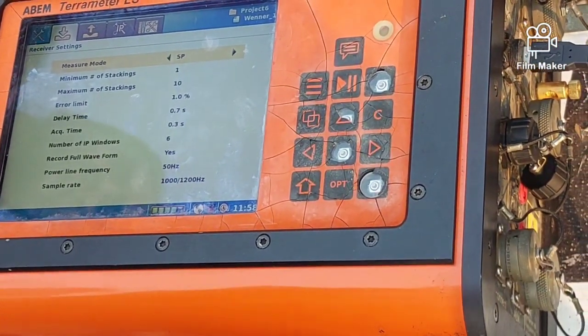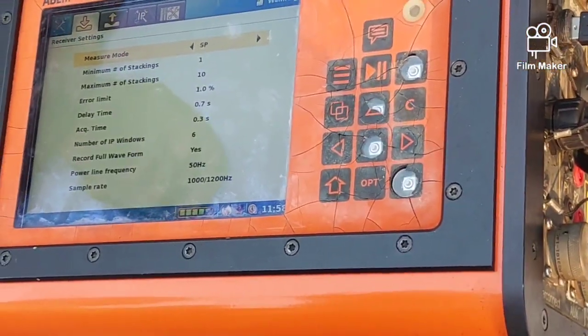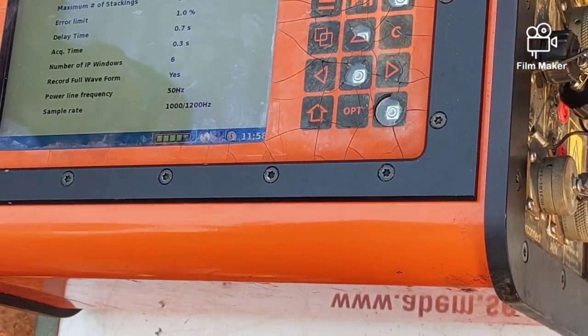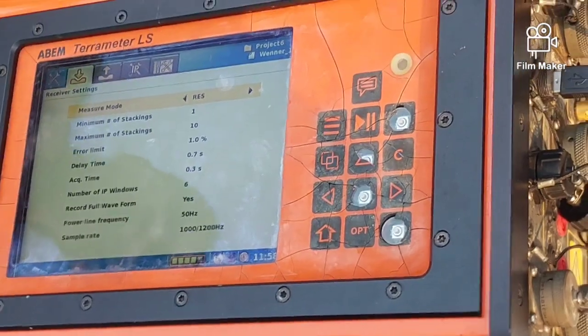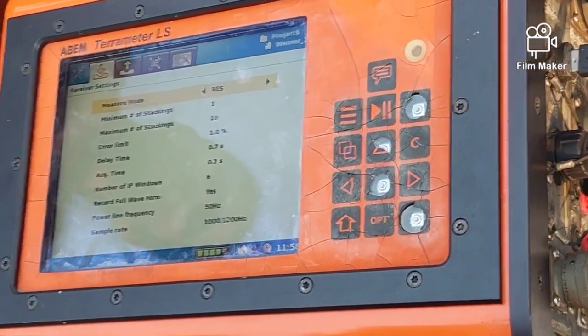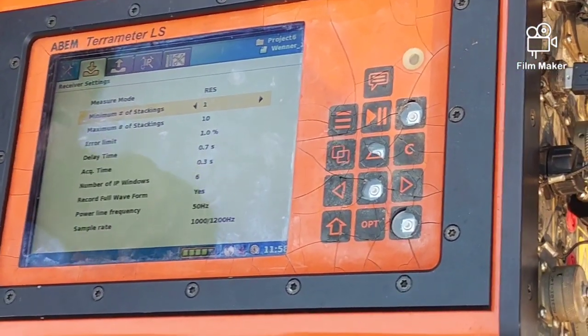Then what we are measuring: self potential means we are not going to use self potential, we are using resistivity to estimate the resistivity of the subsurface layer. So for that we are using the resistivity value to record the subsurface resistivity. Then next is stacking, minimum stacking and error limit.